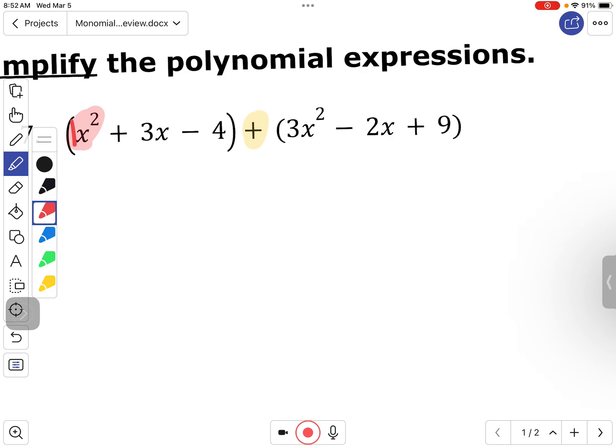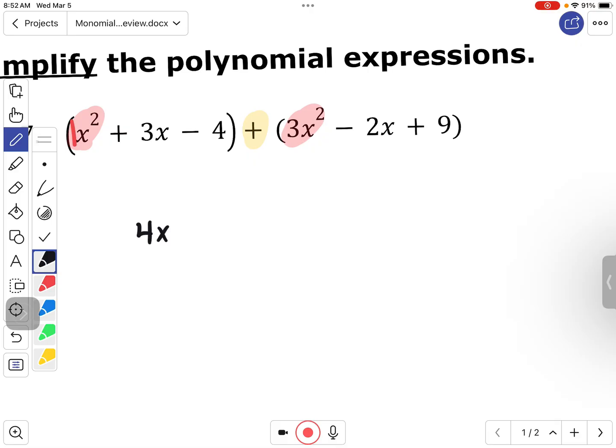So I'm looking, I have 1x to the second, and I'm going to add 3x to the second. That's going to give me 4x, and my power stays the same. It stays to the second.